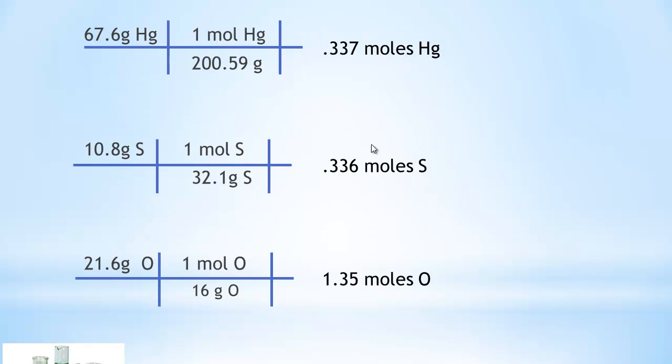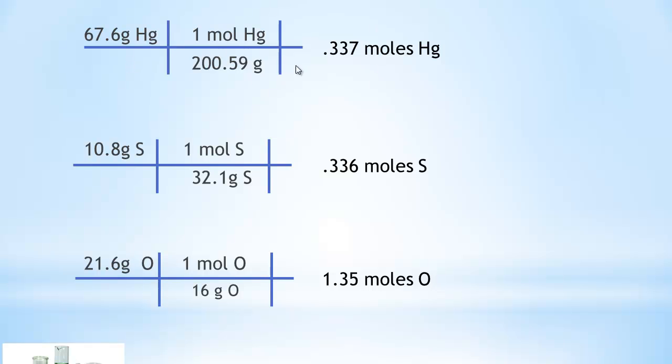Once we have all three of these, we're going to be able to determine what we call the mole ratio. What is the ratio of moles of mercury to moles of sulfur to moles of oxygen? Now don't forget, the reason that we're doing this is because what we're looking for is an actual formula, which is going to show us the number of particles of one type of element compared to the number of particles of another type of element. Mass does not tell us that.